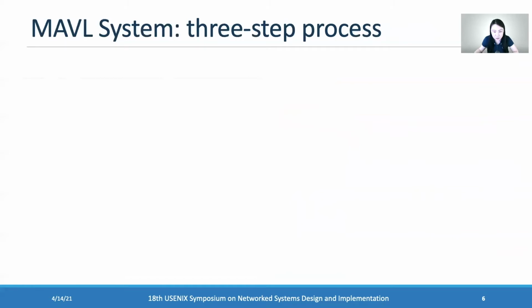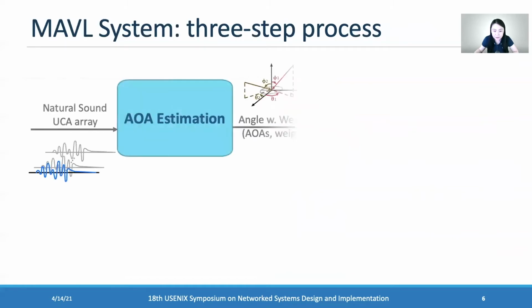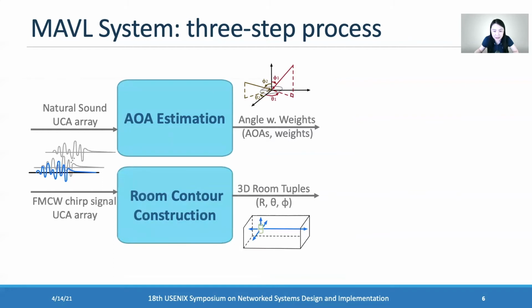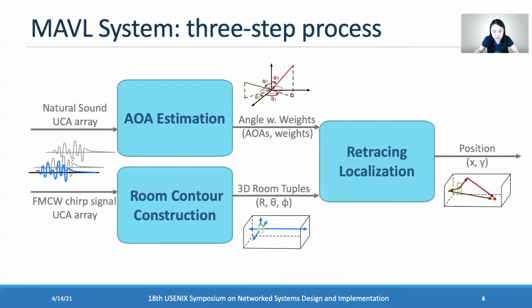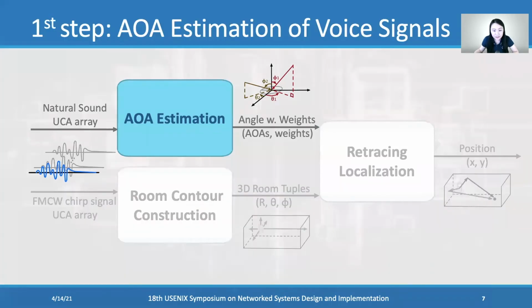It consists of three major components. First, we estimate the angle of arrival coming from multiple propagation paths. Next, we estimate the room structure by emitting acoustic signals. And finally, we can retrace the paths using the estimated angle of arrival and room structure to localize the voice. Now let's first dig into the angle of arrival estimation part.